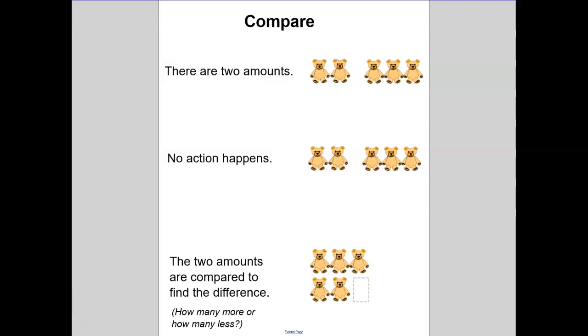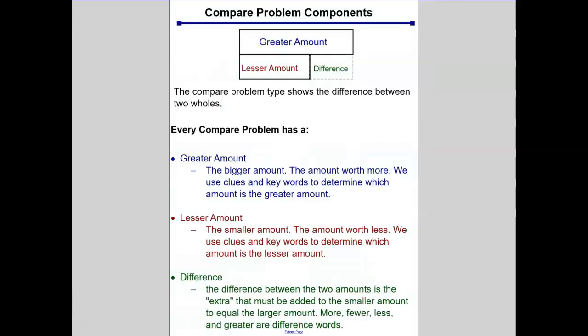Last is compare. For compare, there are two amounts, a greater amount and a lesser amount. There's no action. You just very closely look at those two amounts to compare them to find the difference, which is either how many more or how many less one amount has than the other. So you guys know for compare problem types, there's a greater amount, which is just the bigger amount, the person or group who has more of something, the amount worth more. And that goes right on top of your bar diagram, just like your resource shows.